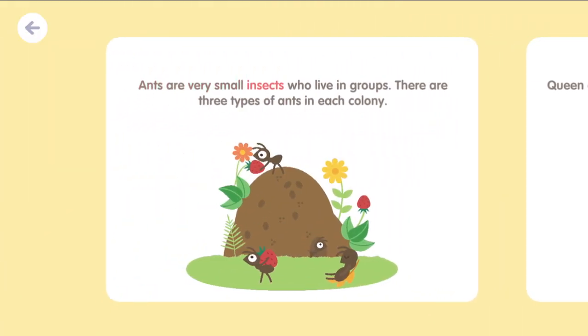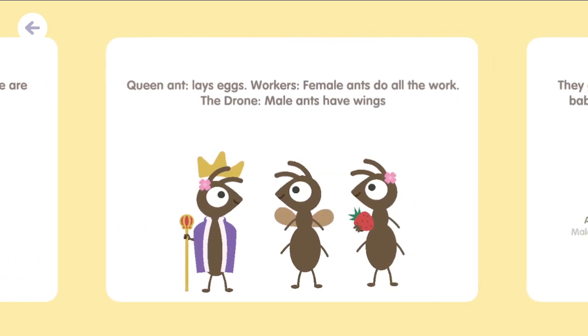Ants are very small insects who live in groups. There are three types of ants in each colony. The queen ant lays eggs. Workers, female ants, do all the work. The drone male ants have wings.